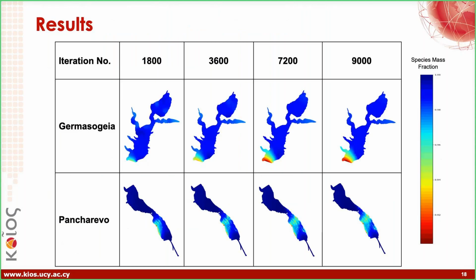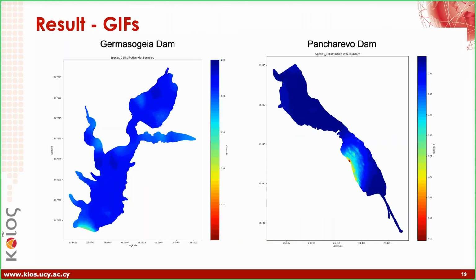And here we have the results for our dams for specific iterations, and the user can see the spread of the contamination in the dam. And here is the GIF file for the Germasoia and Pangarevo. You can see also the animation of the contaminant.